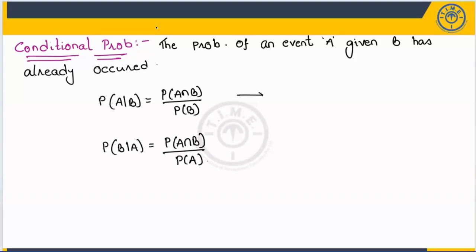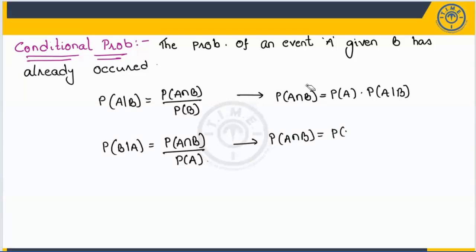Now, by the first one, P of A intersection B can be written as P of A into P of B by A. And from the second, P of A intersection B is P of B into P of A by B. I think I have written it in a reverse way. This is P of B, and this is P of A into P of B by A. So these two together, we call it the multiplication theorem on probability.